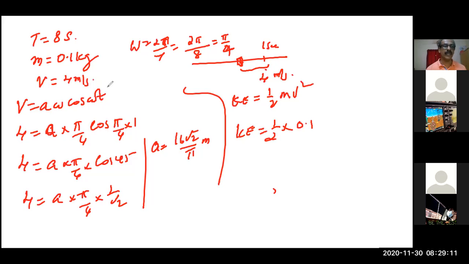V we got from here. What is the value of V? We can substitute here and find out the V value. Can you find out V? Yes, sir. 4, right? Sir, 4. Yes, sir.